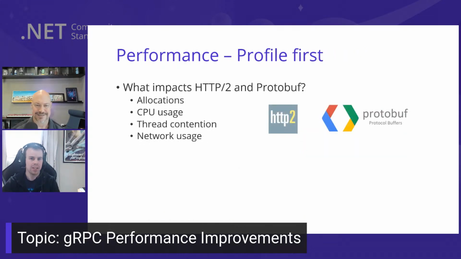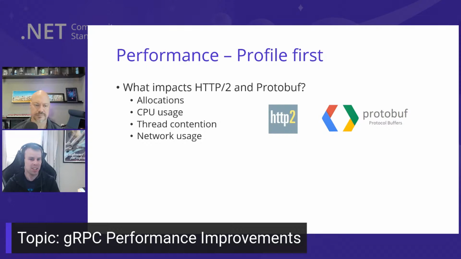Cool. So let's go into a bit of detail about what we did in .NET 5. So the first thing to think about is what actually impacts HTTP2 and Protobuf. Like what are the constraints? Because if we're making performance improvements, we don't want to just start making changes about what we think will make it faster. We want to first measure and then change.